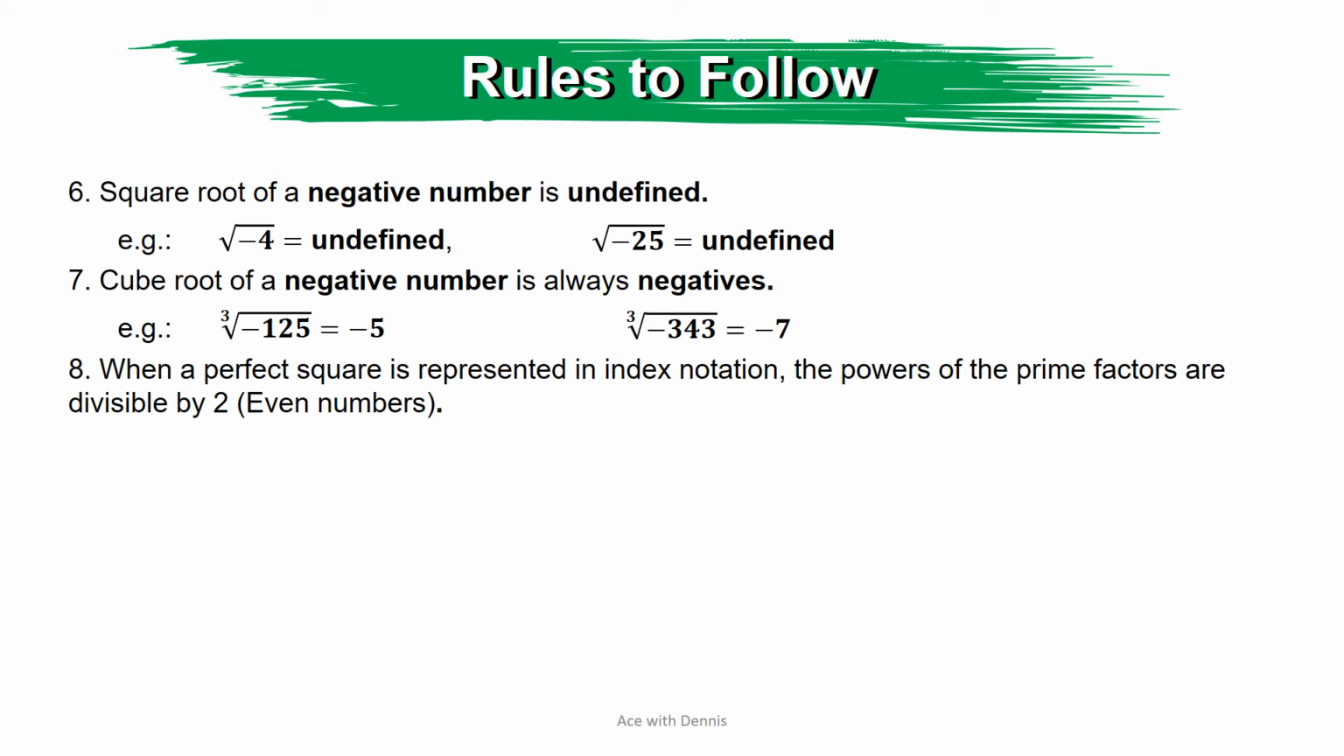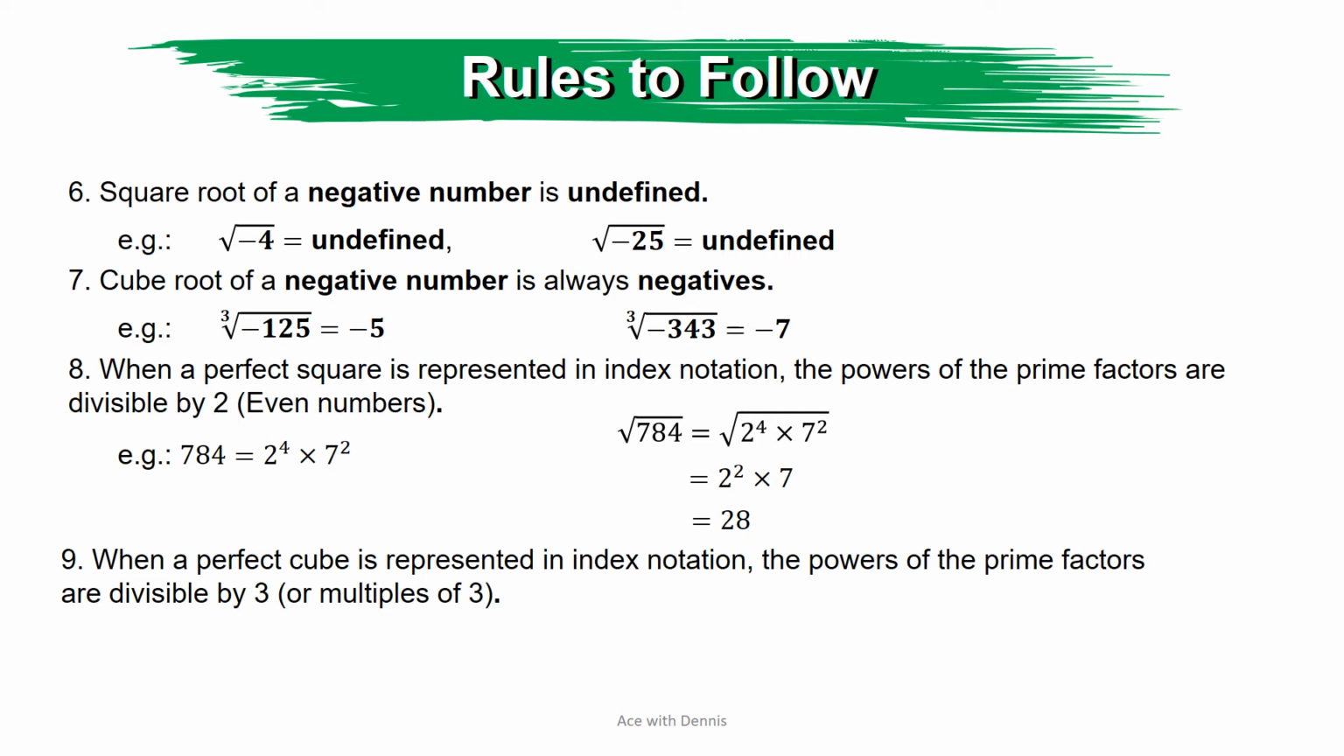Rule number 8. When a perfect square is represented in index notation, the powers of the prime factors are divisible by 2, or even numbers. For example, 784 equals 2 to the power 4 times 7 square. So when you square root 784, which equals square root of 2 to the power 4 times 7 square, the result is 2 square times 7. We do this by dividing the power by 2. So 4 divided by 2 we get 2, and 2 divided by 2 we get 1. And the answer is 28.